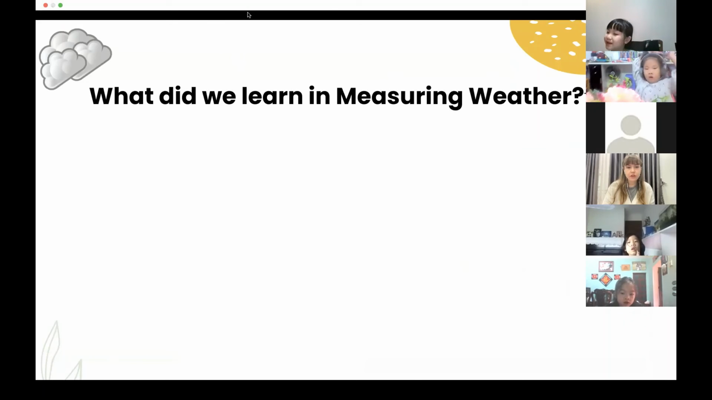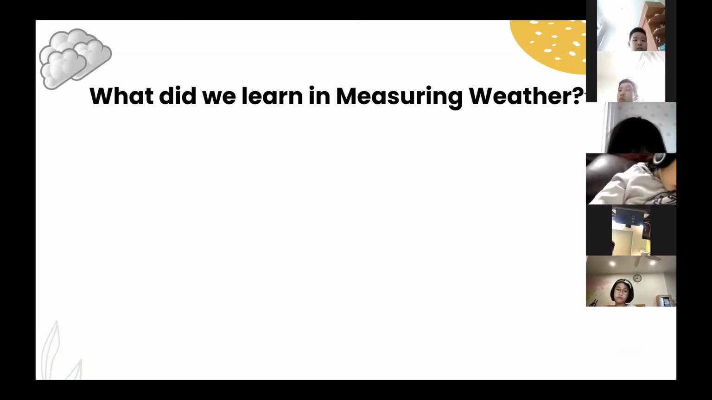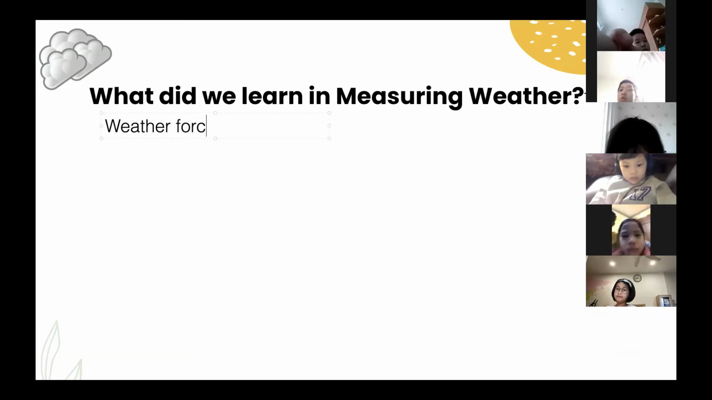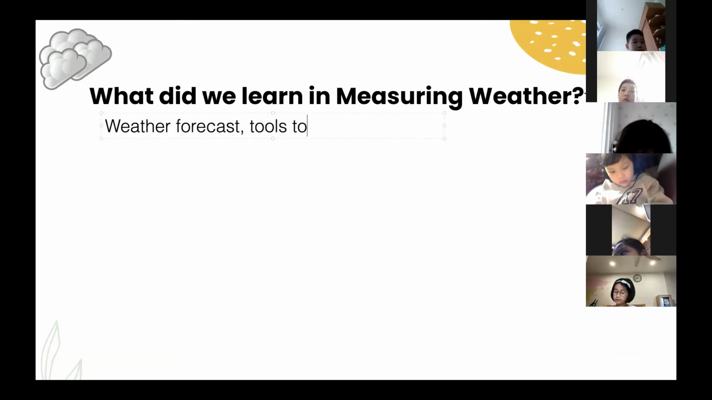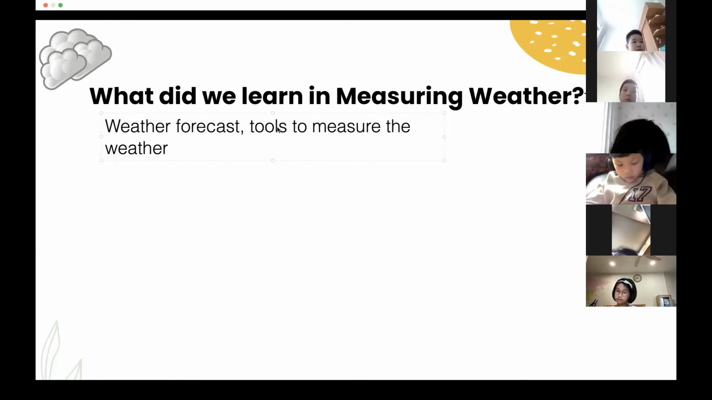So, what did we learn in the text measuring weather? We learned weather forecast. What else did we learn in measuring weather? We learned about tools to measure the weather. And another word for tools that we could use is instruments. So we can learn about weather instruments.